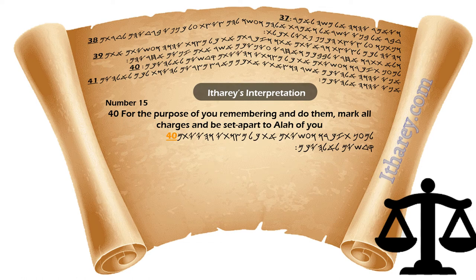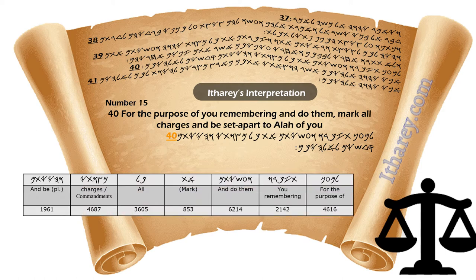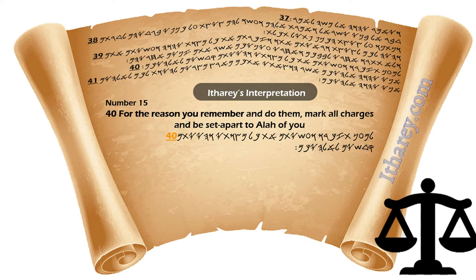Verse 40. La ma'ain ta zakaru u aishitam at kal ma su'ati u a yi. Interpretation: for the purpose of remembering and do them, and mark all charges and be set apart to all of you. And this is a word for word interpretation of what I just read. And nobody disagrees with the meaning of these words, so I am going to move on. Reading from the next part of verse 40. Kudashim la ali kam.